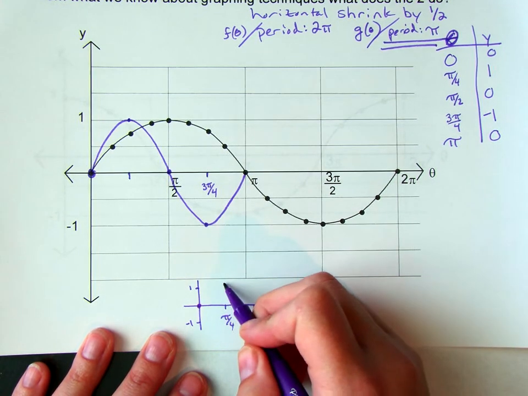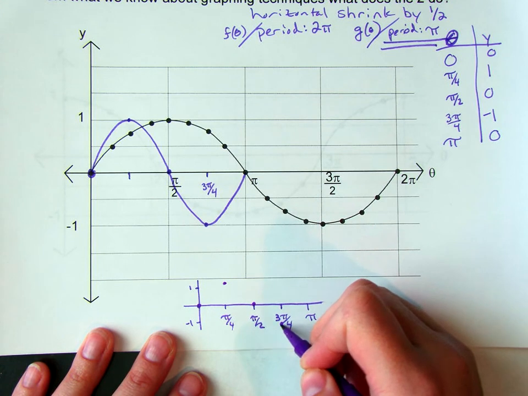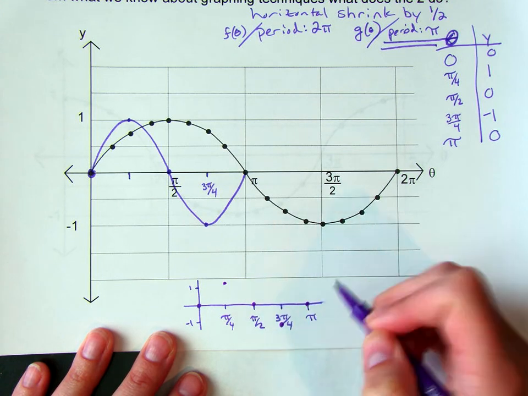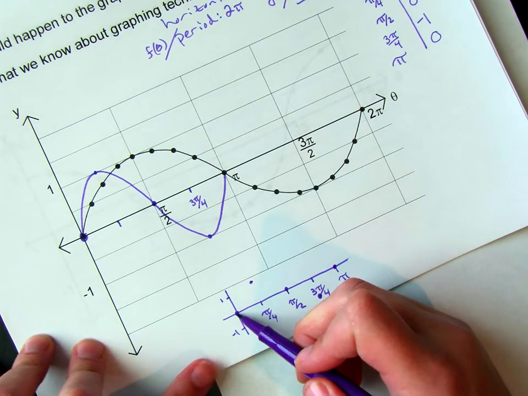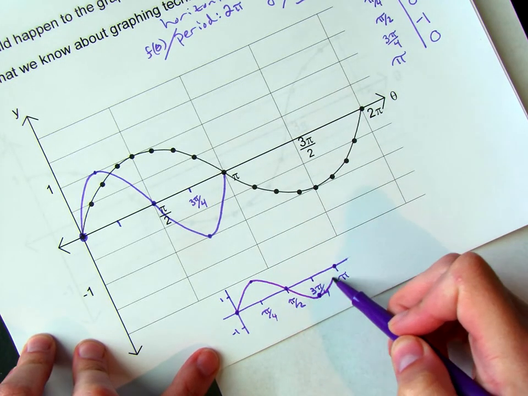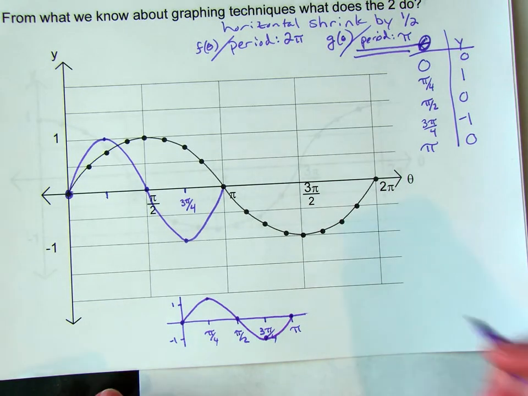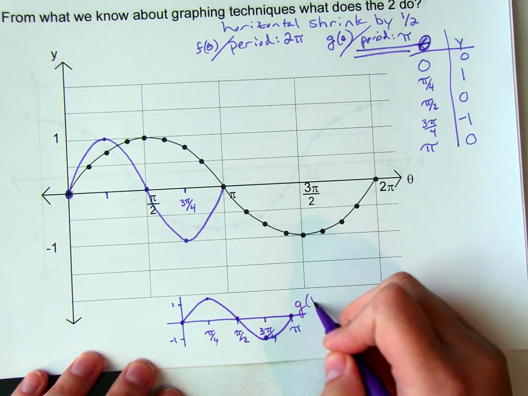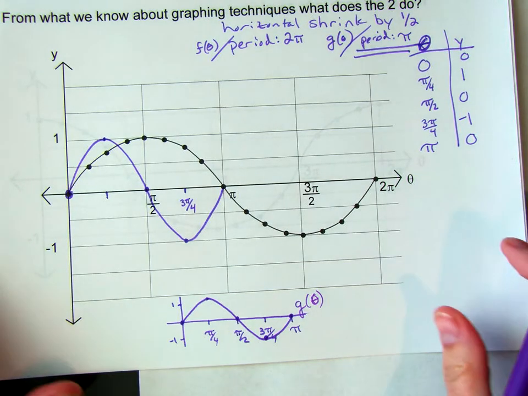And then I know sine always starts down at 0. It swings up to 1. It comes back down to 0. It goes down to -1 and swings back up to 0. And then I'm going to go ahead and turn this a little bit sideways. And then you sketch your graph. Okay, so this is our g of theta.